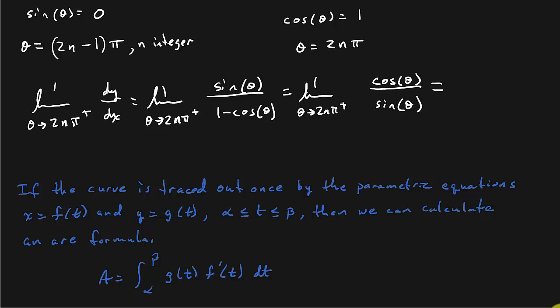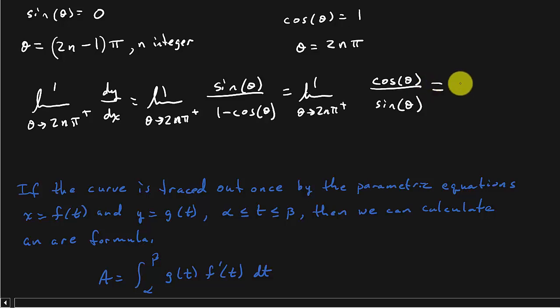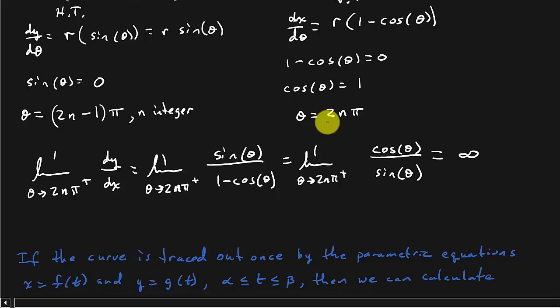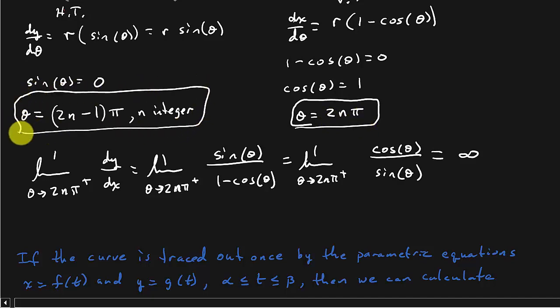So if I'm coming in to 0 from the right-hand side on the sine function, my y value is getting smaller and smaller. So this is pretty much 1 up here, it's going to 0 here. That's going to infinity. So that verifies that I have my vertical tangents at theta equals 2n pi. My horizontal tangents are here at (2n minus 1) pi, where n is an integer.